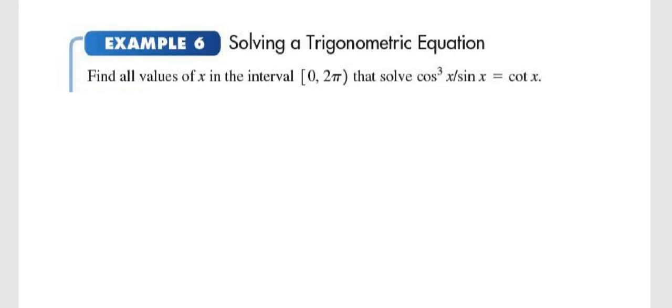Okay, find all the values of x in the interval. Specifically, they've chosen 0 to 2 pi, so that's once around the circle.